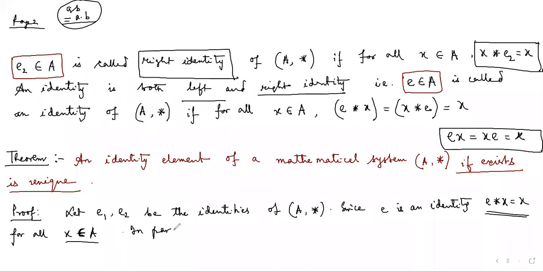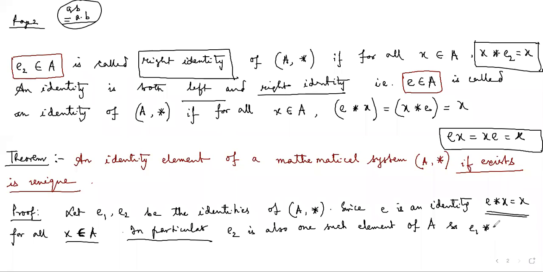In particular, now look at this particular logic of what I'm writing right now. In particular, E2 is also one such element of capital A, because I have written that since E is the identity, E star x equals x, and x is any element. It is happening for all elements of A. So E2, since it is an identity, must be a member of the set capital A. So among all possible values of x, E2 is one such value. So since E2 is also one such element of capital A, E1 star E2 is also equal to E2. Okay.